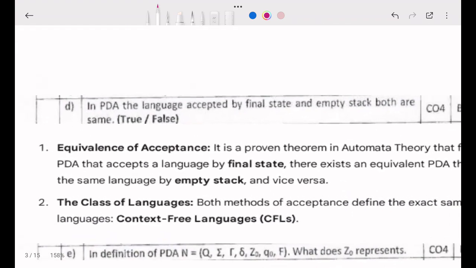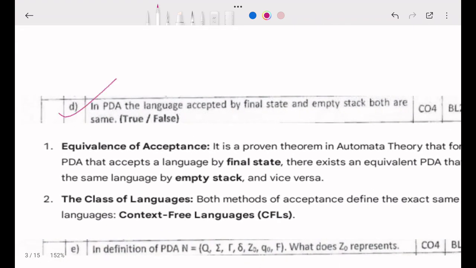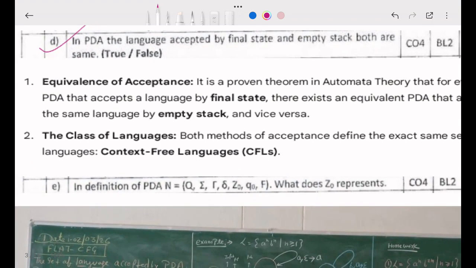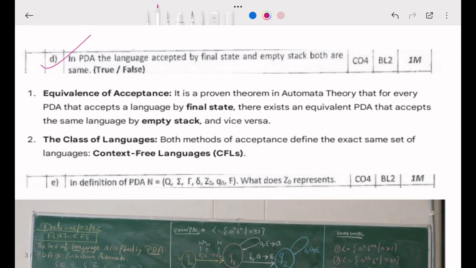Now the next question, what is he asking? In PDA, the language accepted by final state and empty stack are both the same. You should remember, for a PDA that accepts a language by final state, there exists an equivalent PDA that accepts the same language by empty stack also, and vice versa.